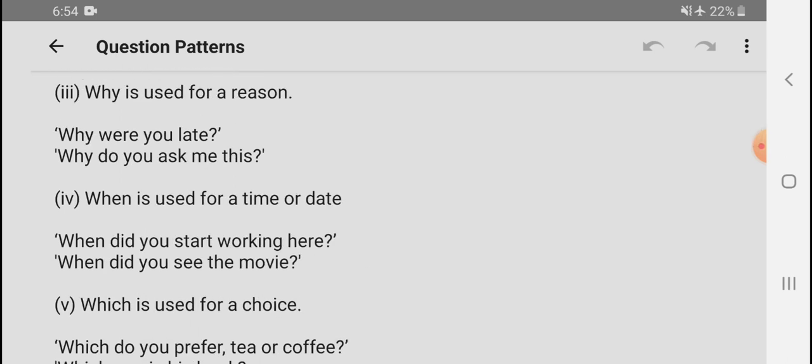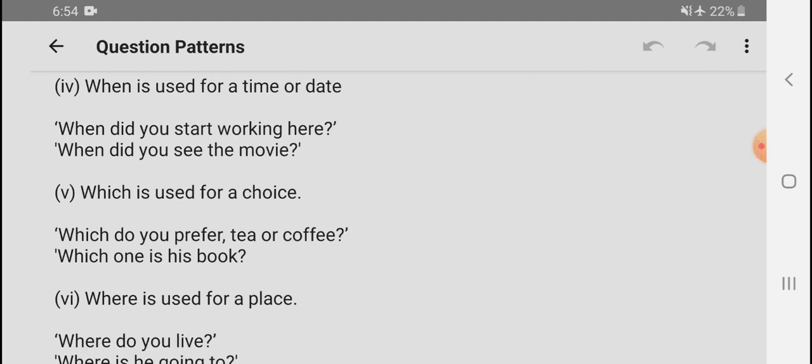When is used for a time or date. If you want to know the time of an action or the date of an action, तो when का इस्तेमाल कर सकते हैं. जैसे when did you start working here? When did you see the movie?